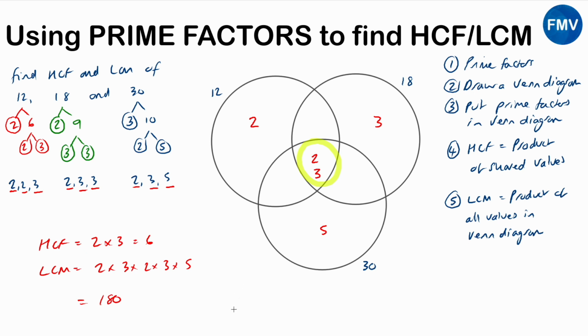So we tend to use prime factors to find the highest common factor and lowest common multiple when writing out all the multiples or writing out all the factors becomes a little bit time consuming. This is quite a quick method if you don't recognize the factor or recognize the multiple.